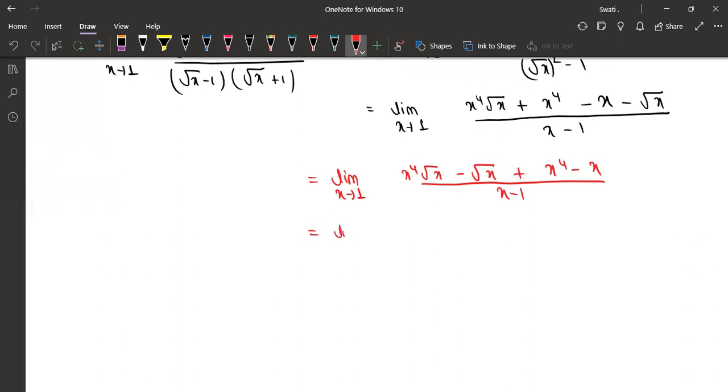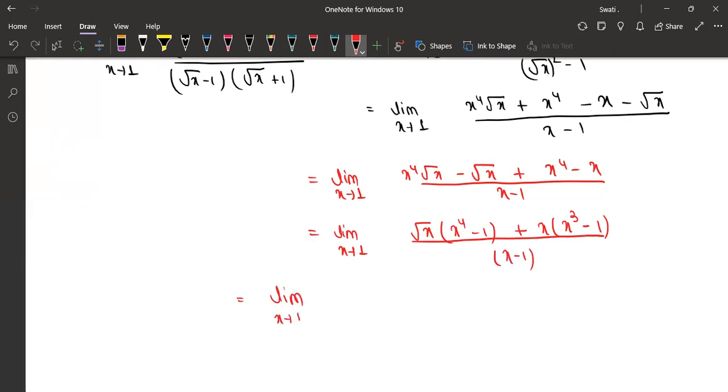Now what we can do is take something common from the numerator, from the first two terms, and that is root x. If I take root x common, I am left with x raised to 4 minus 1. And from the other two terms, if I take x common, I'll be left with x cube minus 1, right? And then in the denominator, of course, x minus 1 as it is. Now, of course, we can simplify the numerator even more.